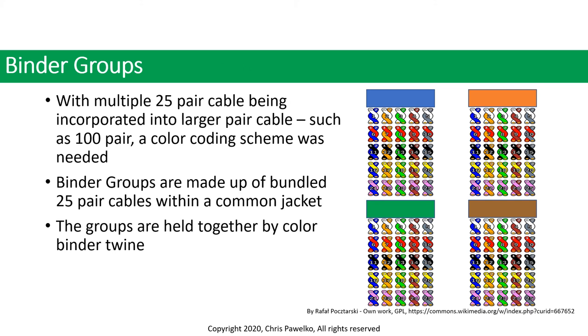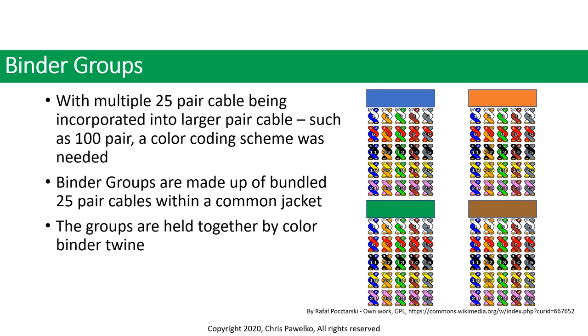As the wire counts got greater than 25 pair within a single jacket, there needed to be a system in order to identify which wire pairs belong to where. So binder groups came into effect. Binder groups are made up of a bundle of 25 pair cables with a common jacket. These groups are held together by color binder twine.